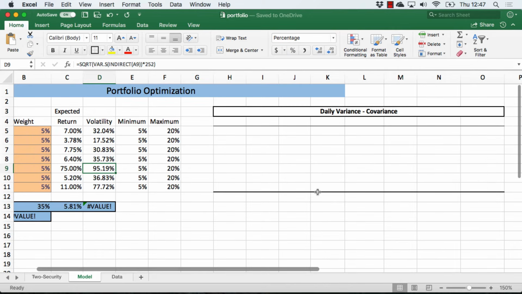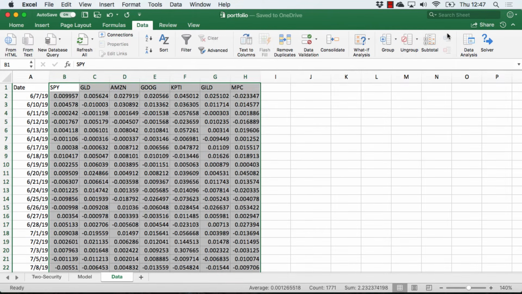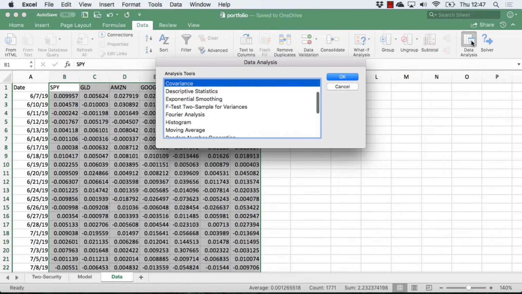Fortunately we have a shortcut method for calculating that, and we're going to be using some of Excel's array functions to do this. So the first thing we're going to need to do is set up a covariance matrix for our securities. And so I'm going to go to the data sheet, and I'm going to get my covariance matrix using the data analysis Toolpak. So under the data tab, data analysis, and then we can select covariance.